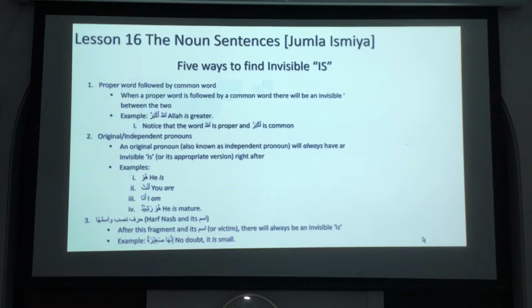These are the 5 ways to find an invisible "is" that we did, and all of them are very well known to you. The one, the proper noun followed by a common word. Obviously, independent pronouns. As soon as you see them, huwa, anta, ana, all these things are independent pronouns, and if you see them, there is an "is" or "are" after that. Okay. Harf of nasab. As soon as you see a harf of nasab, you will understand that there will be an "is" after that harf of nasab.